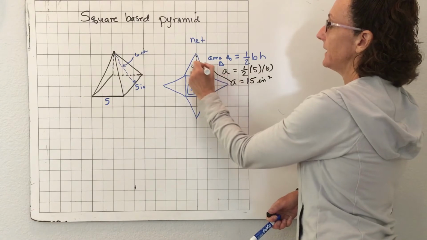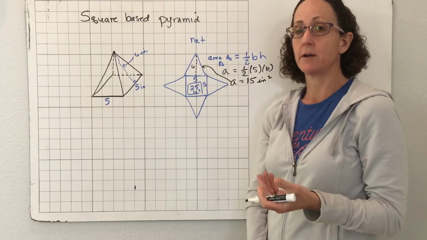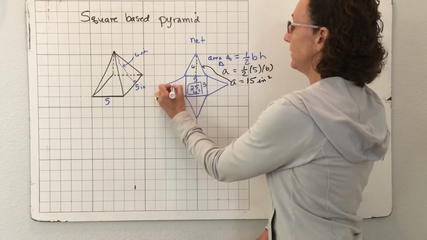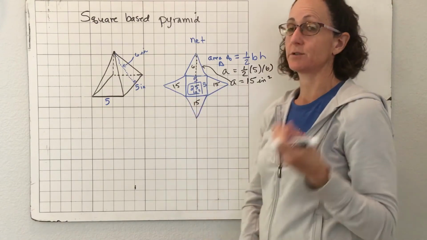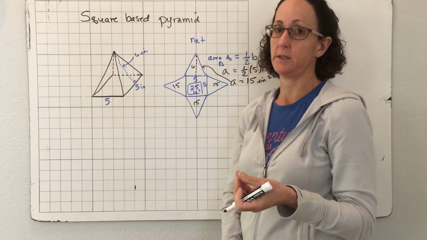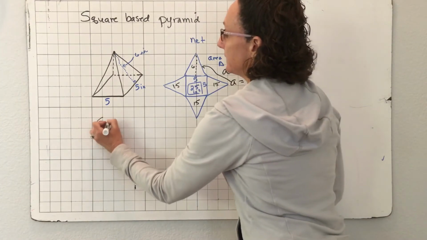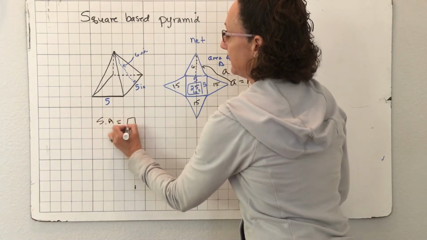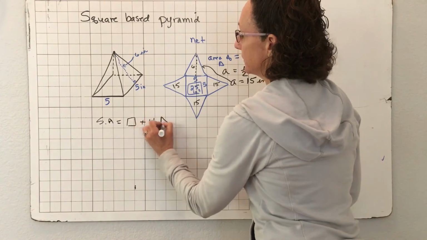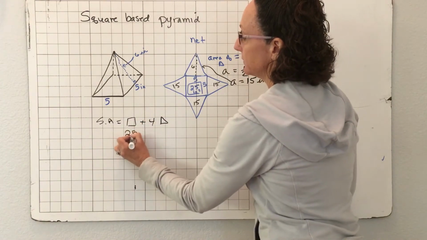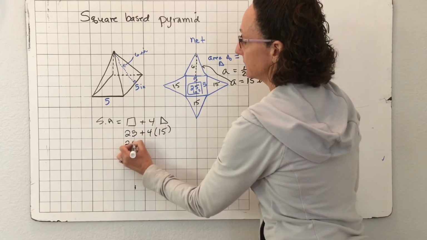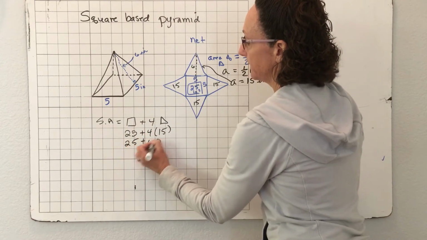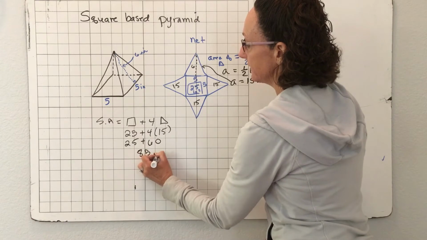But remember, that's only the area of one of the triangles, okay? This one's also 15, this one's also 15, this one's also 15. So there's 4 triangles, all 15, okay? So the surface area is the square base plus 4 triangles. So the square base was 25, each triangle was 15. So the surface area is going to be 85 inches squared.